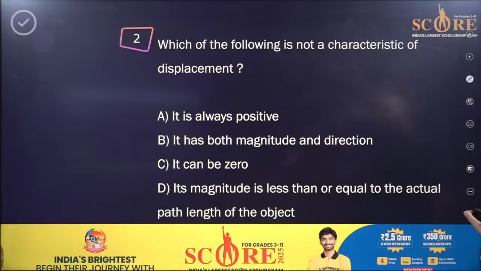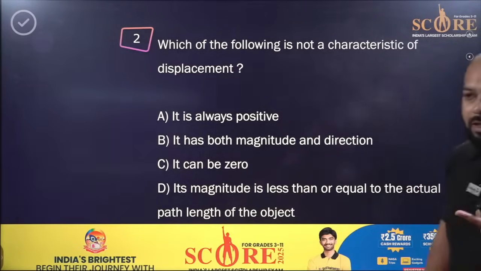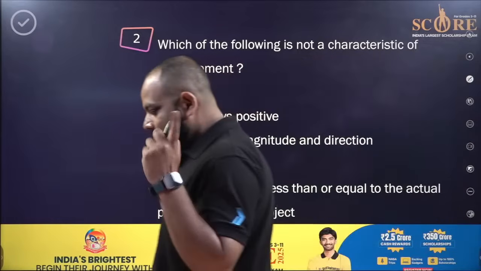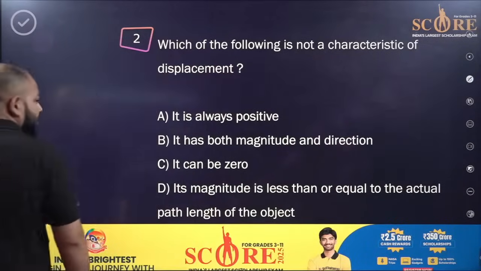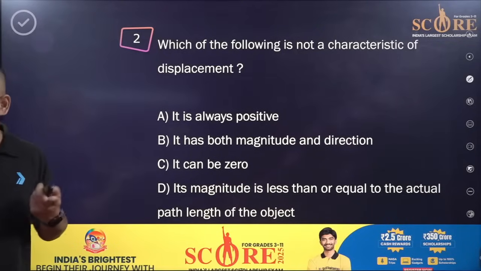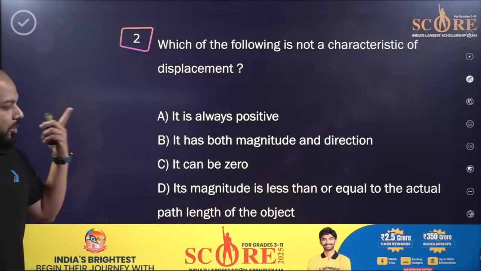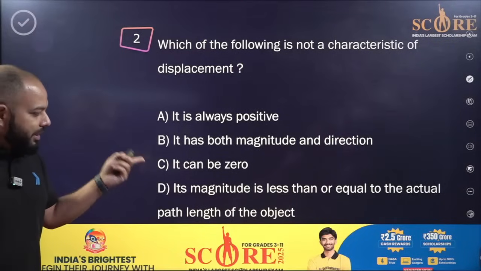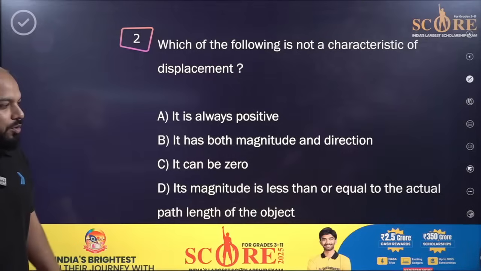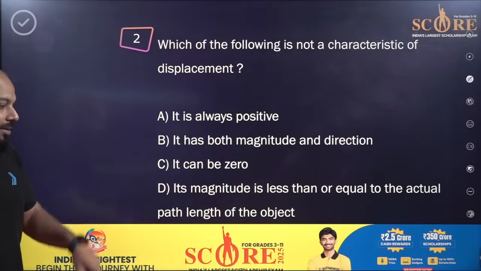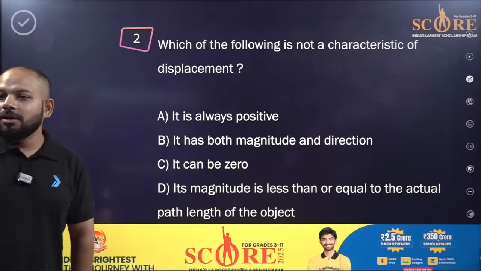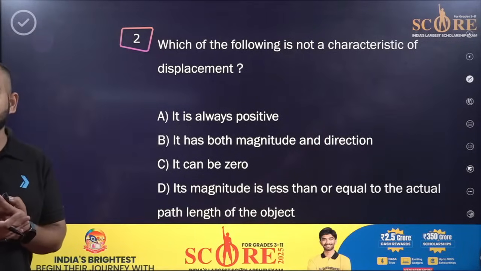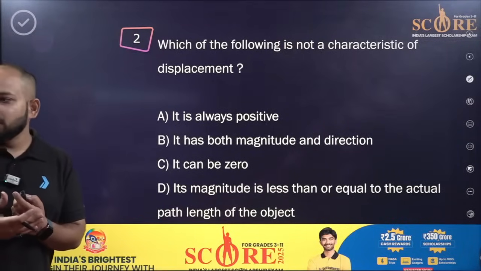Which of the following is not a characteristic of displacement? Okay, displacement. I'm giving you 30 seconds for it. Give the answer in the chat if you want, faster. It is always positive. It has both magnitude and direction. It can be zero. Its magnitude is less than or equal to the actual path length of an object. Yes, faster, faster everyone.